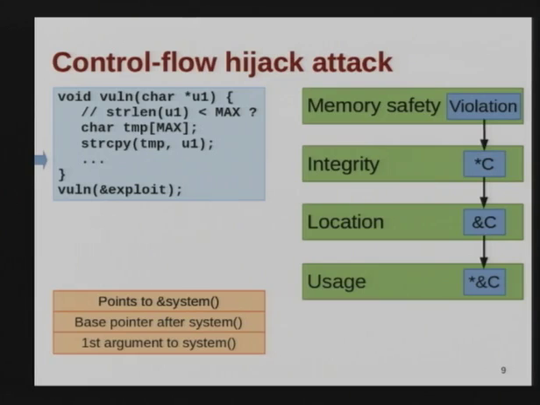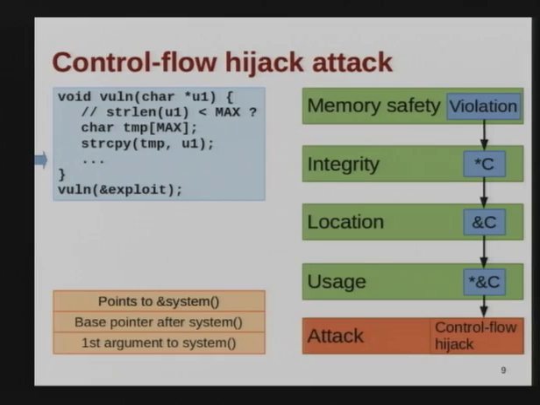So now that we have compromised memory safety, we've compromised integrity, we found out the location that we wanted to write, we also have to force the program to actually use that compromised pointer. And that's where any control flow integrity can stop the attack and detect it. If none of these defense mechanisms are in place, we have a successful control flow hijack attack. And this is the most common way to attack current systems, as it is used in any of the exploits that you see flying by, in a little bit simplified form.